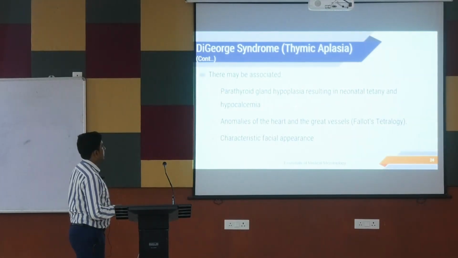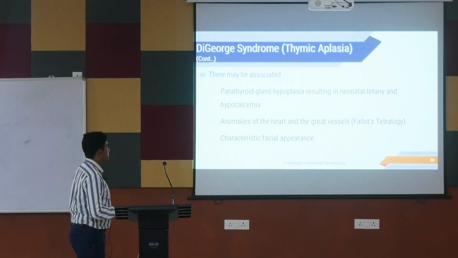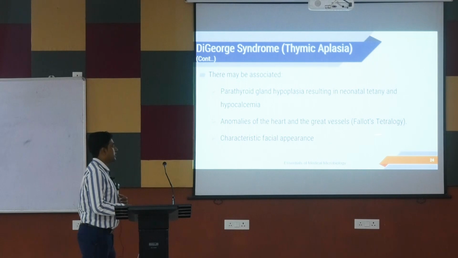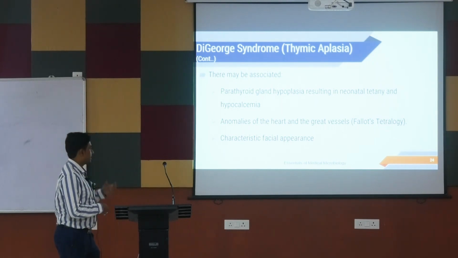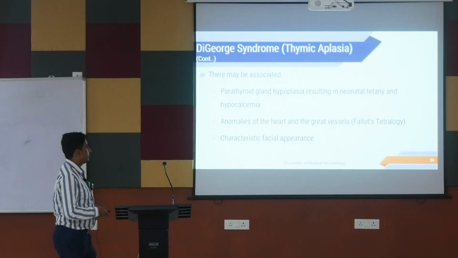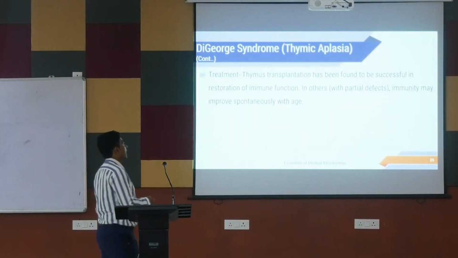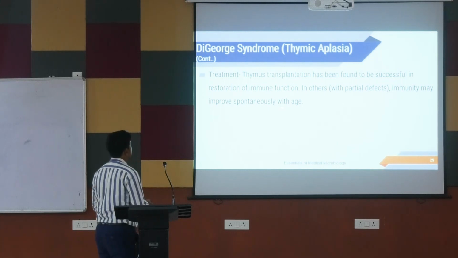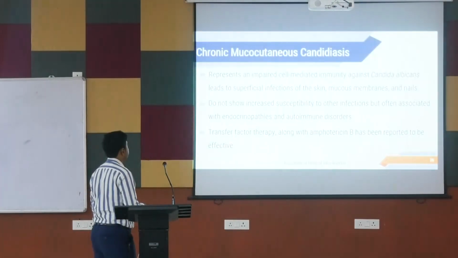What happens? Parathyroid gland hypoplasia resulting in neonatal tetany and hypocalcemia. Anomalies of the heart and great vessels, like tetralogy of Fallot, you have studied in anatomy, and characteristic facial appearance, since the thymus and parathyroids are not there. How is treatment done? Thymus transplantation. In others, partial defects, immunity may improve spontaneously with age.